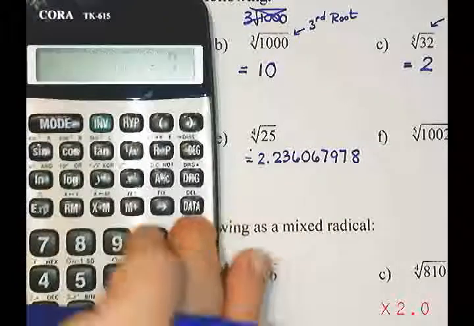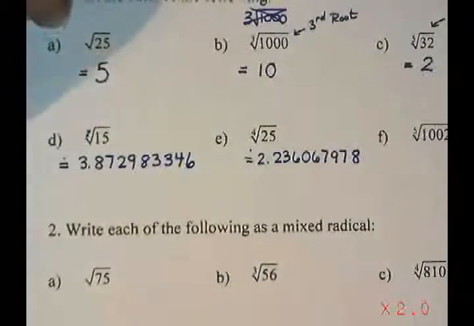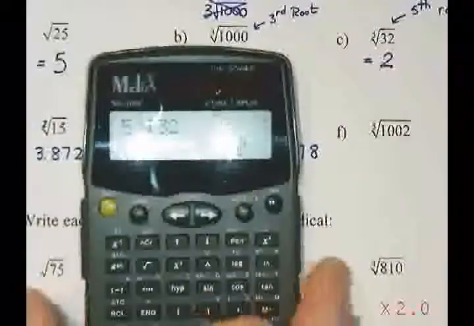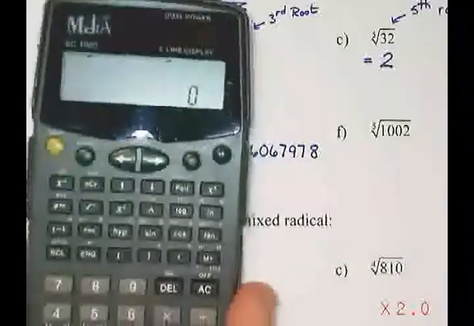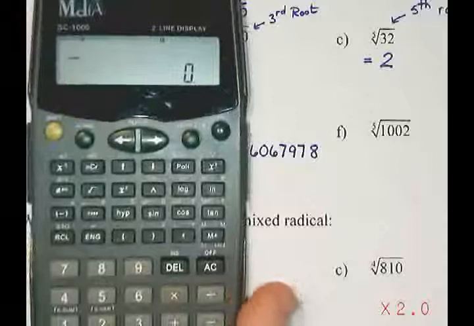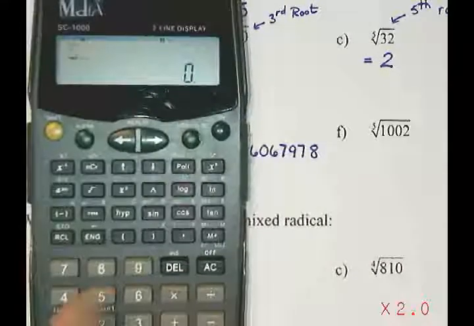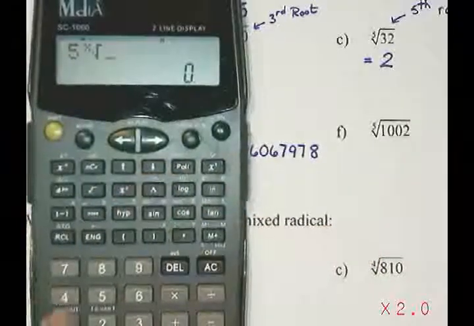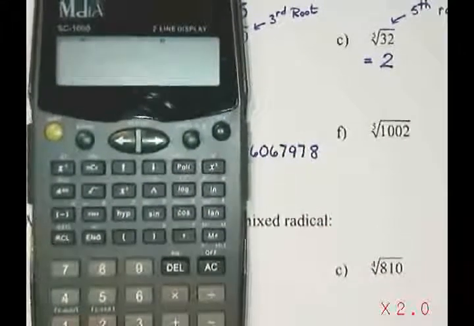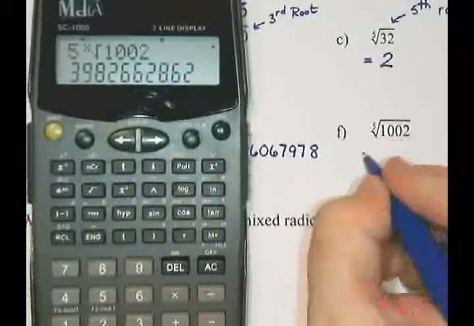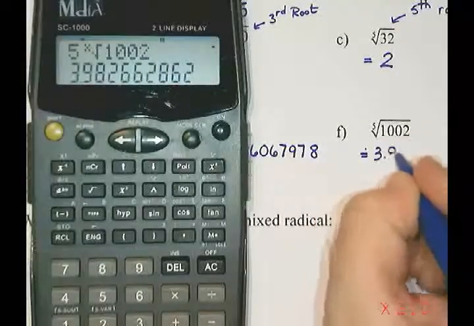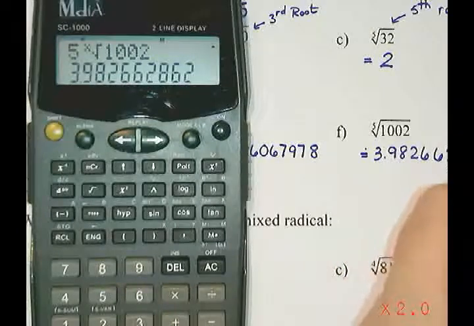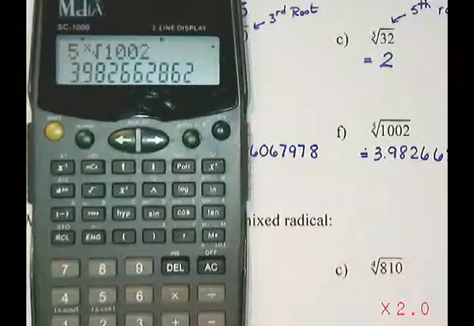Now I think on the last one I will use the other calculator just to show you what that one does. I want the fifth root of 1002. So on this one I do have to put the 5 in first. So the fifth root, and then shift exponent button. 1002 is approximately 3.982662862. Oh, can't see that.